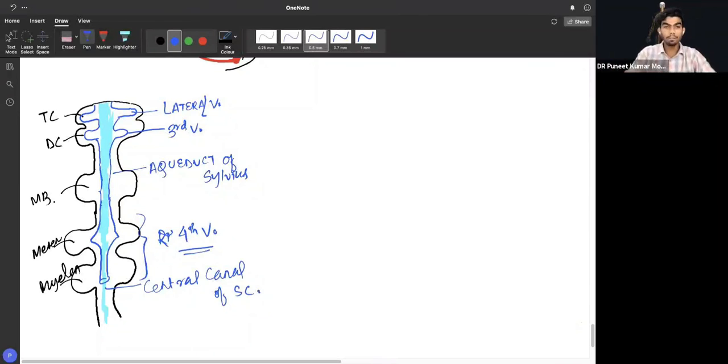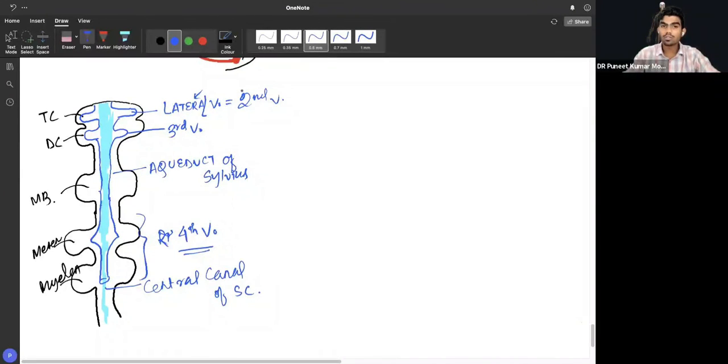Up to this, clear or not? The lateral ventricle is present within the cerebrum, and the cerebrum is present in the telencephalon. So the telencephalon part of the neural tube cavity forms the lateral ventricle. The diencephalon part of the neural tube cavity forms the third ventricle. The lateral ventricles are also called the first and second ventricles. There are two lateral ventricles.